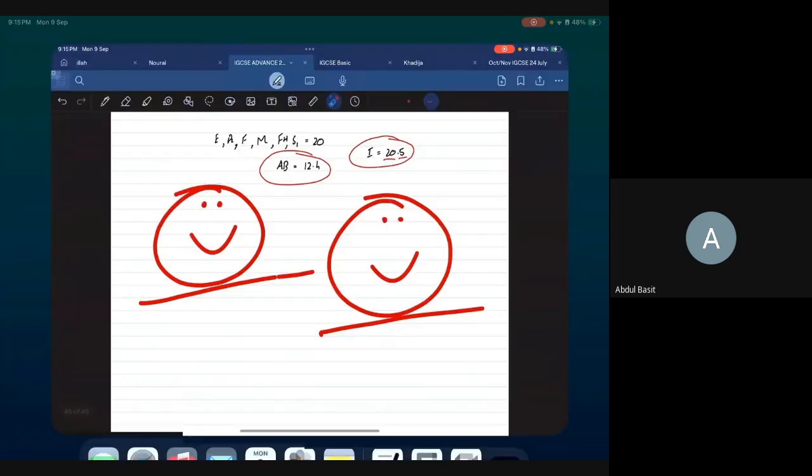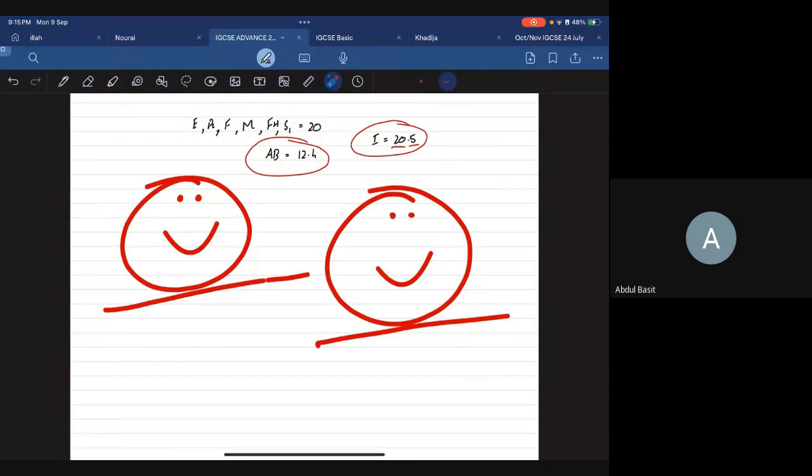All right. Yes. But Basit, the main focus is on what? Better marks next time.